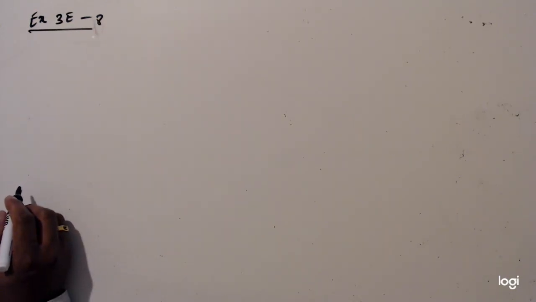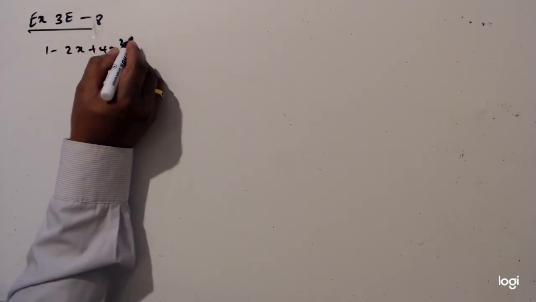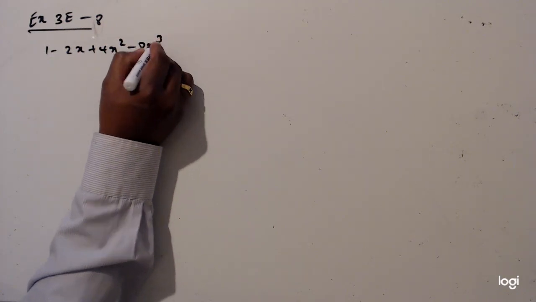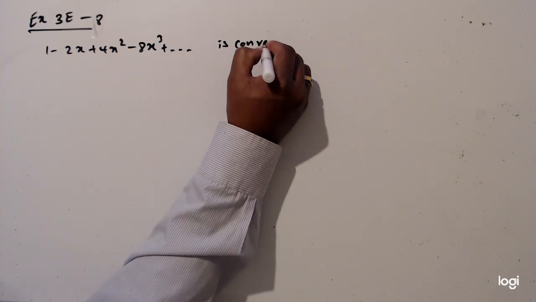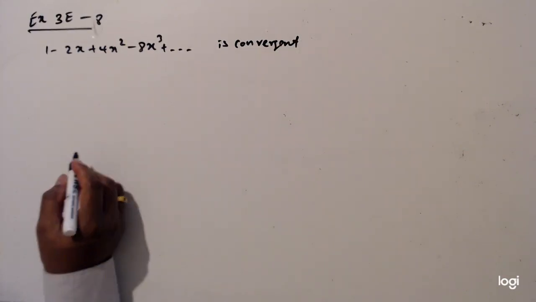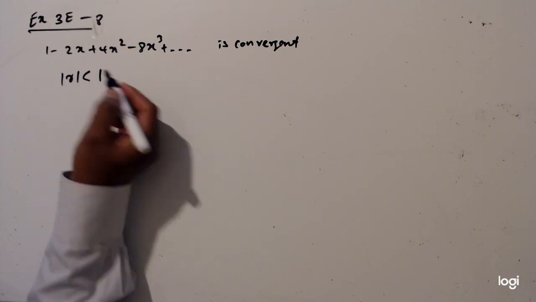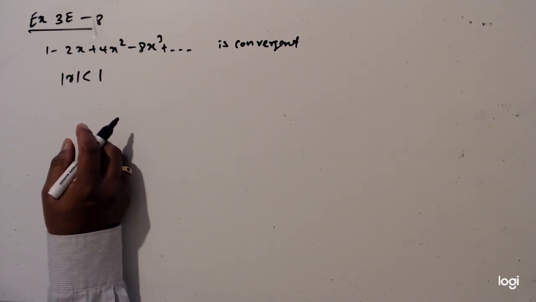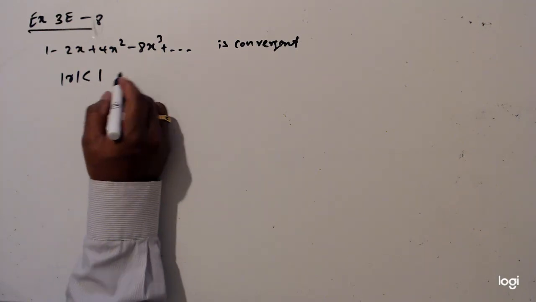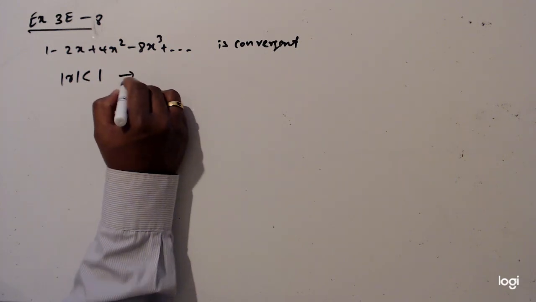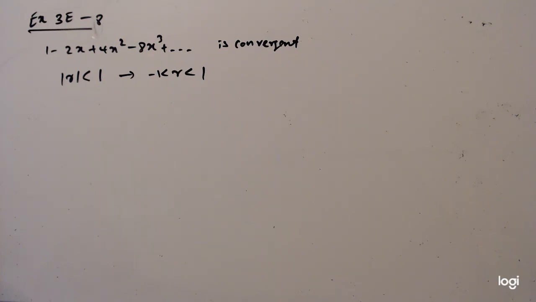Question number 8. Given that the geometric series 1 minus 2x plus 4x square minus 8x cube plus dot dot dot is convergent. The requirement for a series to be convergent is that mod r is less than 1. Find the range of possible values of x. In other words, the same thing we can write as minus 1 less than r less than 1.